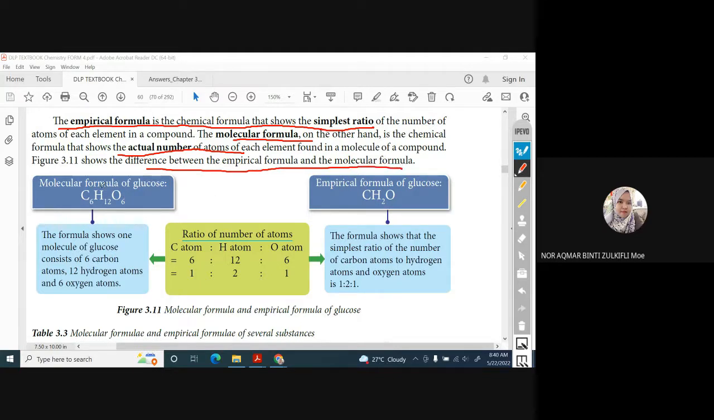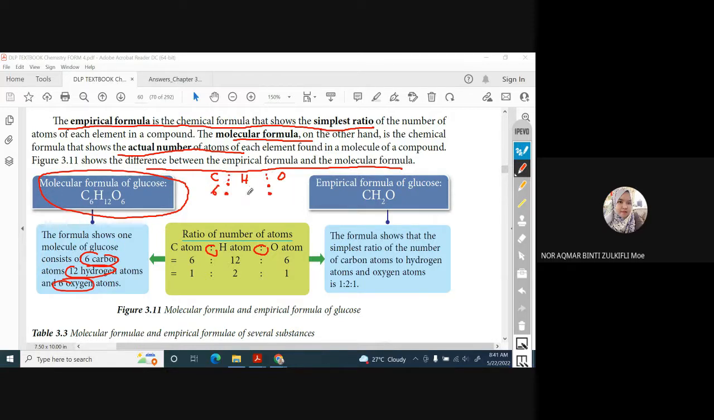Okay, for example, glucose. Glucose original memang C6H12O6. Dia punya original molecular formula, tanpa kita buat dia simple punya. So it shows that 6 carbon, 12 hydrogen and 6 oxygen. So how to write ratio? This is the symbol of ratio, dot dot. So kalau you nak compare between C, H and O, you compare.